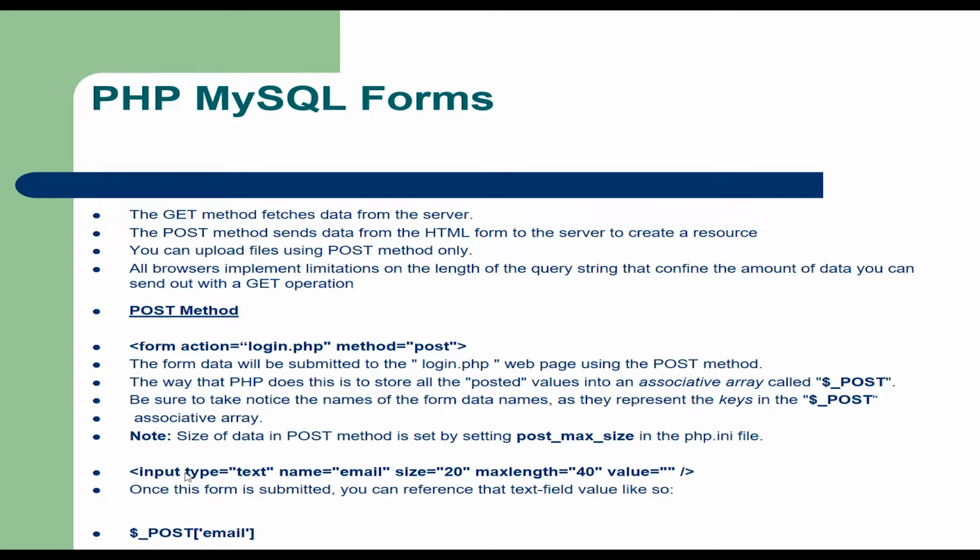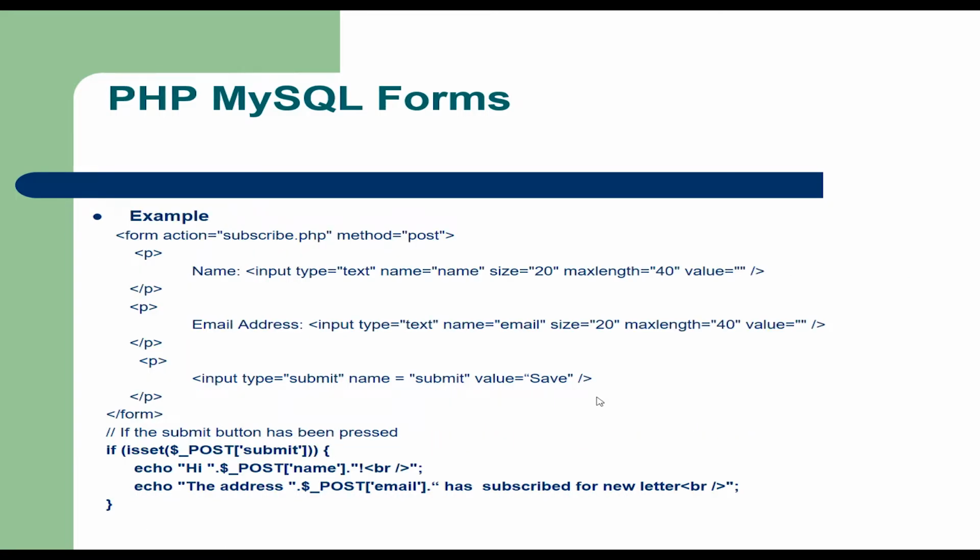We can see an example text box. So it says input type equal to text and its name is email. Now this name will be used as a key in the $_POST array in PHP. And once the form is submitted, we can get the data of this input field using $_POST, and inside the $_POST array we have to use the same name that we have given to the input field. Let us view and code an example.